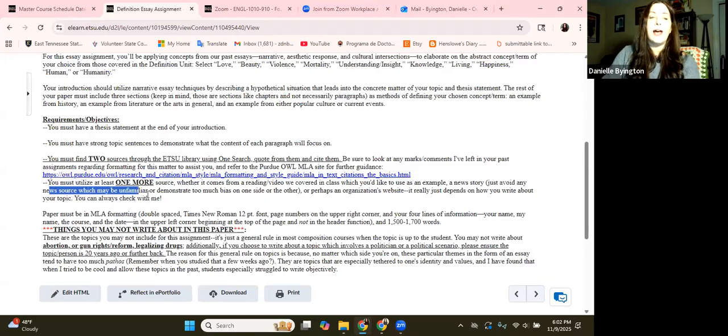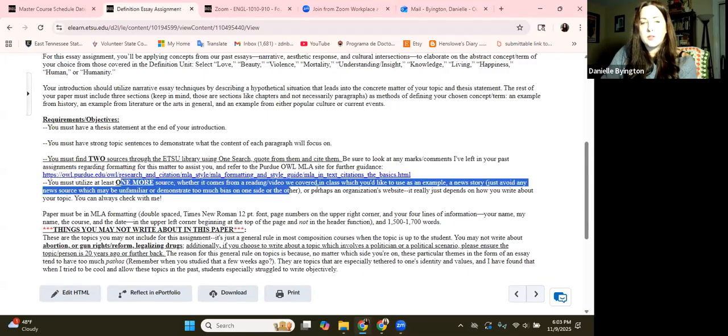You're also going to use at least one more. That being said, you are allowed to use more sources than what I'm requiring here. This is just what I will be grading for. Your two sources from the ETSU library website, or physical books are fine too. No one ever does that anymore.